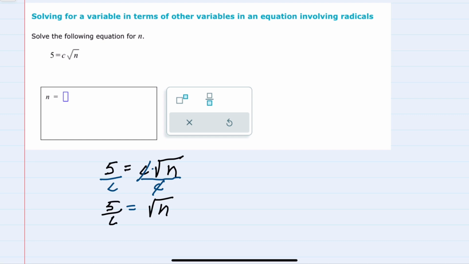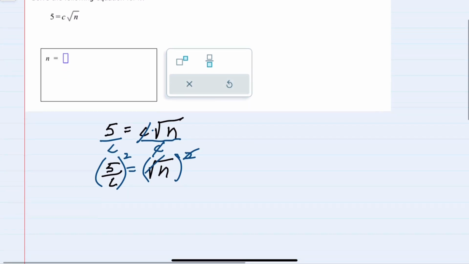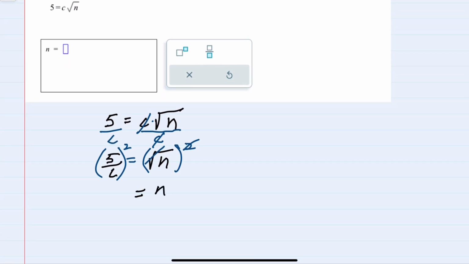From here, I have one last step to isolate the n on that right-hand side. I need to get rid of the square root, and I can do that by squaring the right-hand side, which means I must also square the left-hand side of this equation. This will cancel the square root and the square, leaving me with just the n on the right-hand side. So we've isolated the n on the right-hand side.